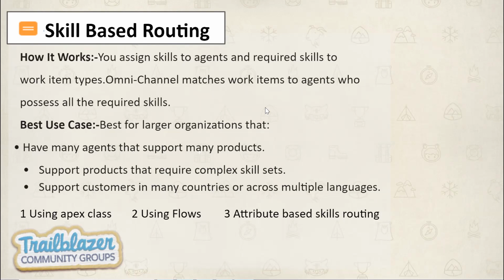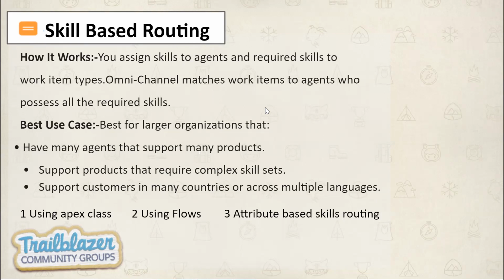So it is not going to route the case to the English agent, because the English agent does not know the language, so he does not have a skill there. Omnichannel uses algorithms and sends the case to the particular agent who has the required skills.